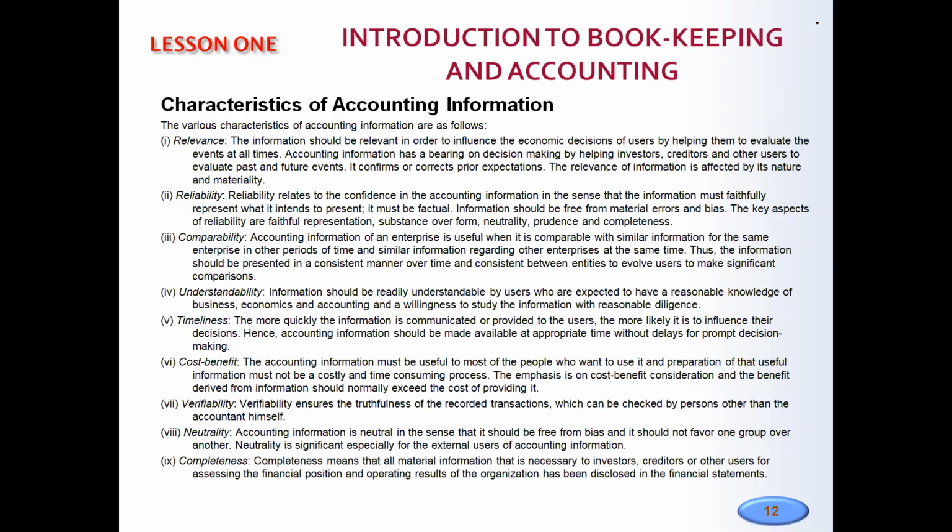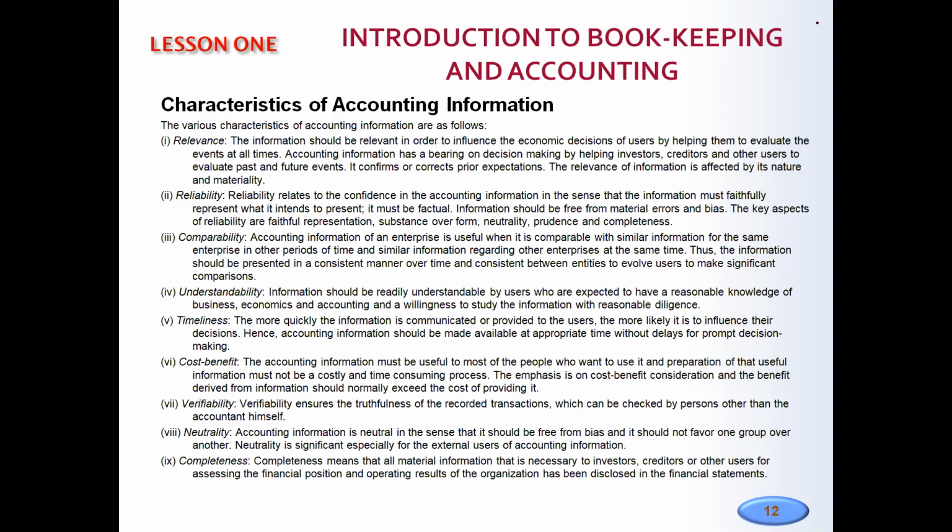Neutrality. In the course of preparing your financial statement, an accountant should try as much as possible not to be biased. You try as much as possible to be objective in the preparation of your financial information.